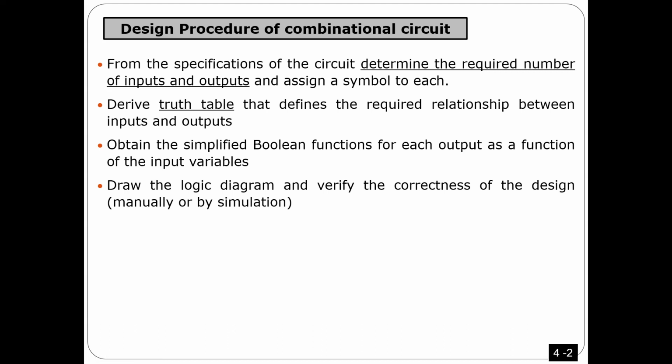So step number one, if I give you a problem and tell you I want to design a logic circuit to do something, I'm going to give you a specification. From this specification, you have to decide how many inputs you need, how many outputs you need, and then assign symbols for them. Number two, you need to create a truth table. This truth table should have the relation between the input and the output.